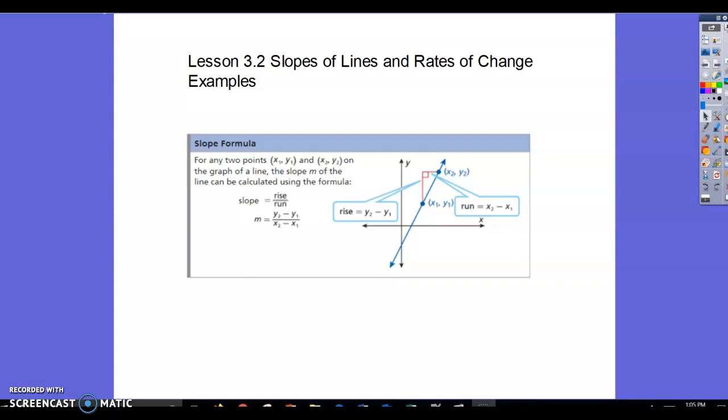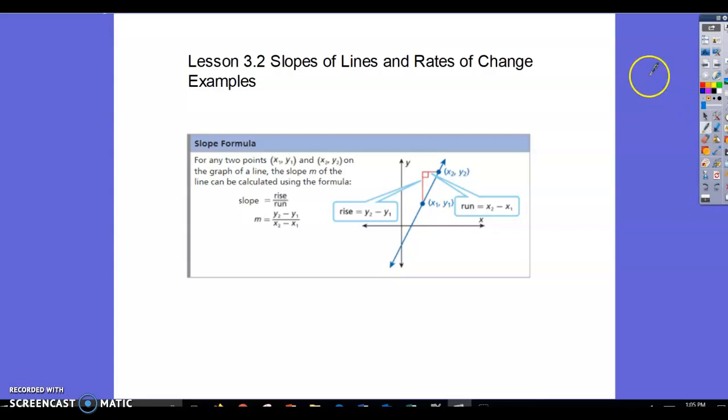Hey guys, this is lesson 3.2, still slopes of lines and rate of change. Again, this is a very important standard, so I want to make sure as we move forward that you get to see some examples and understand this to the best of your ability.